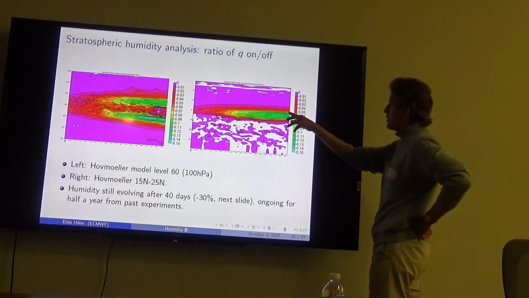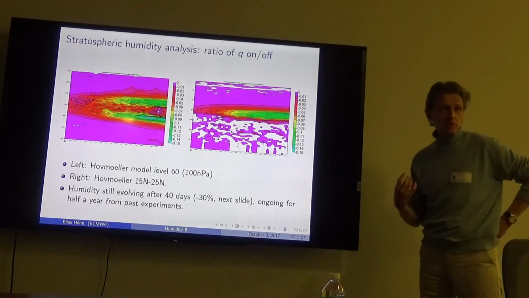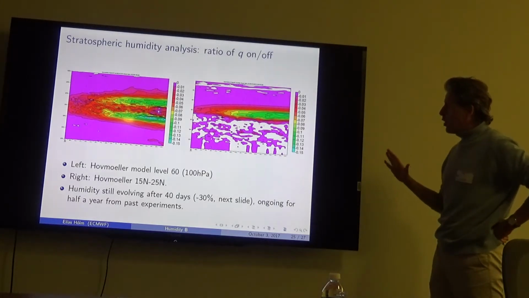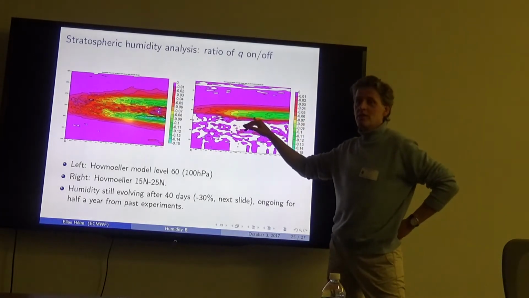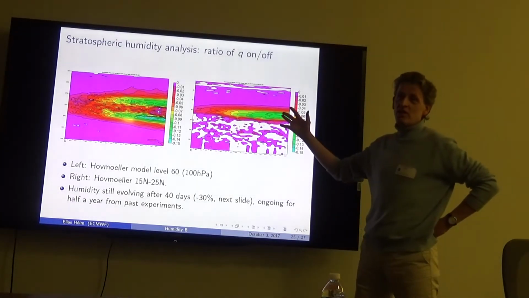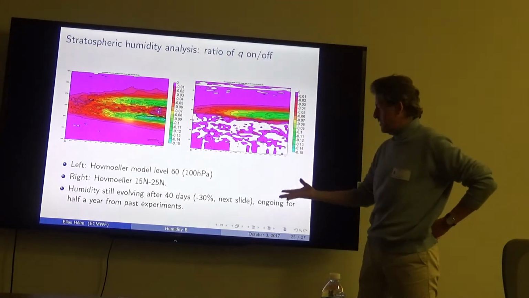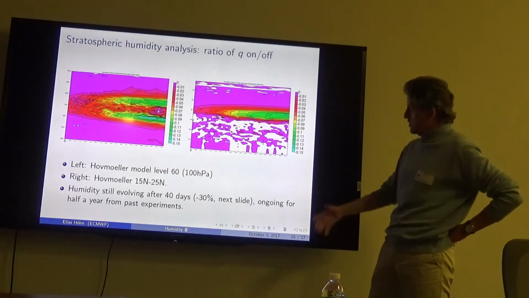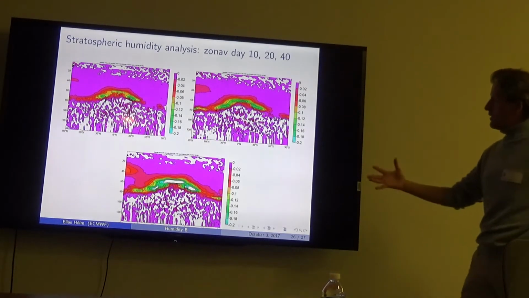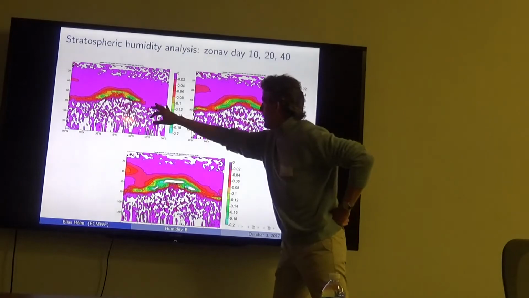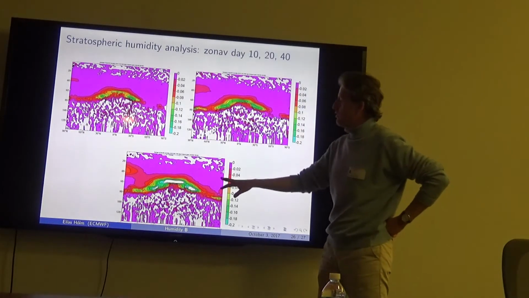So this was down to about 30% reduction in humidity. All good so far, because we happen to have a bit of an overestimate in lower stratosphere. But if we had an underestimate, this would not have made anyone happy. So let's go to the next one. Final one. So this is just the evolution over 10, 20, 45 days.